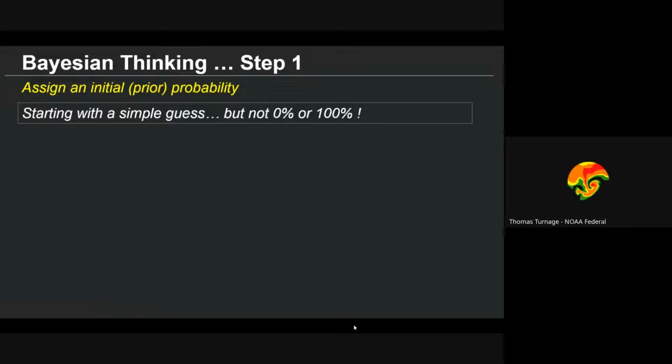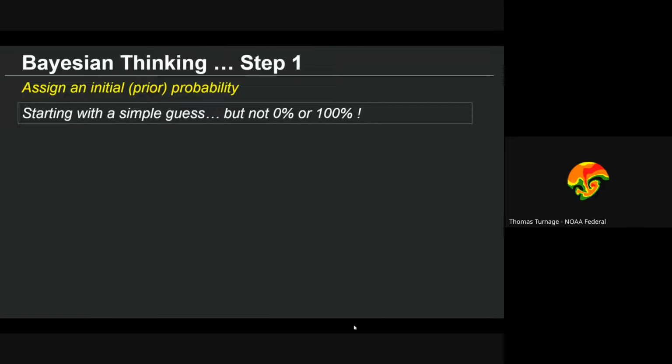Okay, so let's give some examples of assigning an initial or prior probability. And it doesn't have to be sophisticated. It can be just a very simple guess. Even if you don't know, just throw something at the wall, just put something out there. The only thing I would say, though, is if you make it 0 or 100%, that's basically going to short circuit the process. You're really never going to budge out of 0% or 100% if you start there.